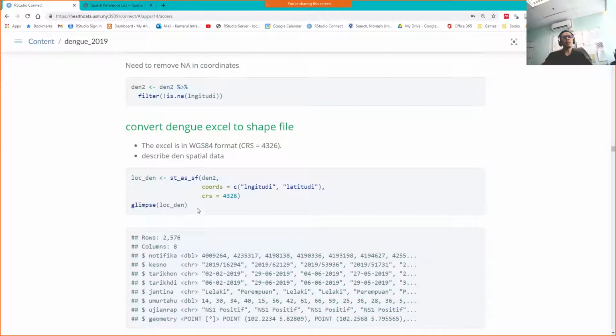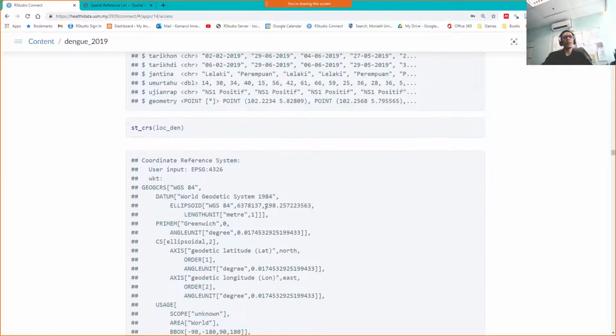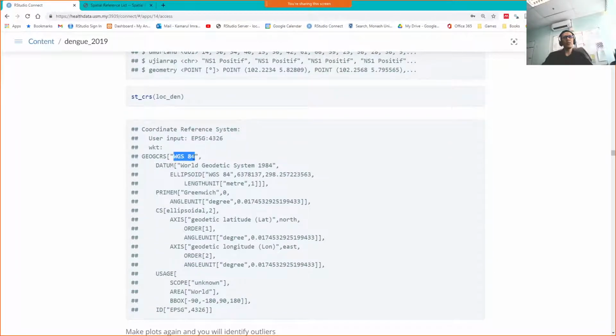So when I read this, I need to tell R that the coordinates for this data set are longitude, latitude, and the coordinate reference system is 4326, basically WGS 1984. So if you look here, WGS 1984. Now the problem is, I have two maps, one in Kertau, one in WGS. If I overlay them, it doesn't work. It will drift.